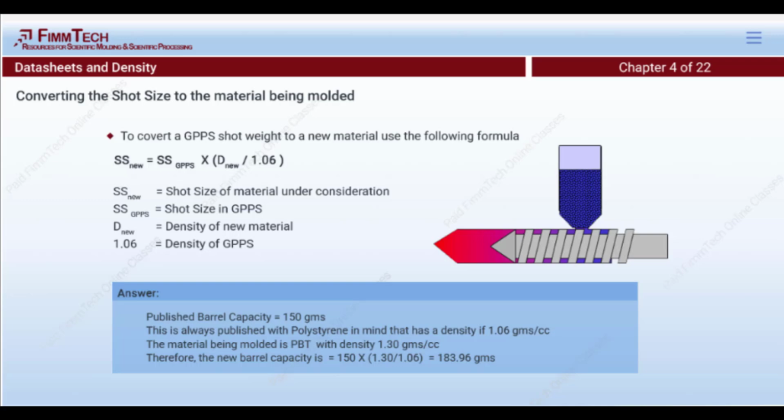As an example, if the published value of the barrel capacity is 150 grams, and now you're molding a material such as a polyester, a PBT with a density of 1.30 grams per cubic centimeter, then the new barrel capacity is going to be 150 multiplied by 1.30 divided by 1.06, which is going to be the new shot capacity for the barrel in this new material, which is now the PBT material.